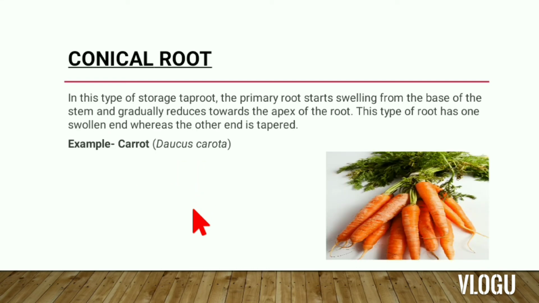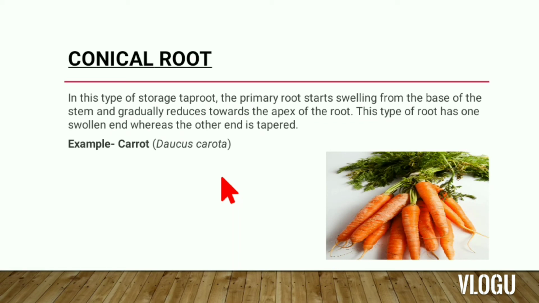Let's discuss the first one, which is the conical form. As the name itself says, in conical taproot modifications, the end of the root which is near the base of the stem will be broader. As the root grows and tapers, it becomes pointed, giving the structure of a cone shape. So it will be like this and this. Again, like this and this. So this forms the cone shape.